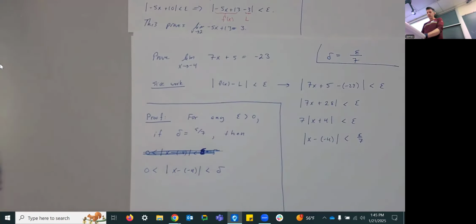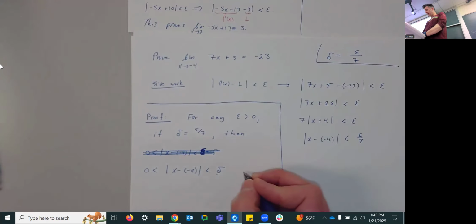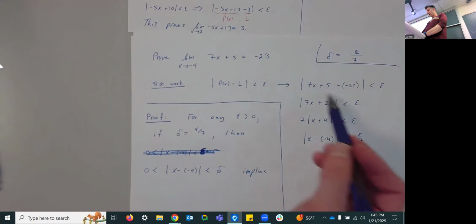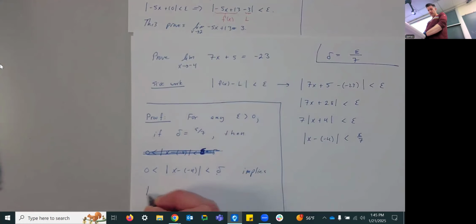So for any epsilon greater than 0, if delta is equal to epsilon over 7, then we can say that 0 is less than the absolute value of x minus negative 4, which is less than delta. Then that implies, by the work we did over here, if we just work backwards, that the absolute value of our function minus its limit is less than epsilon.